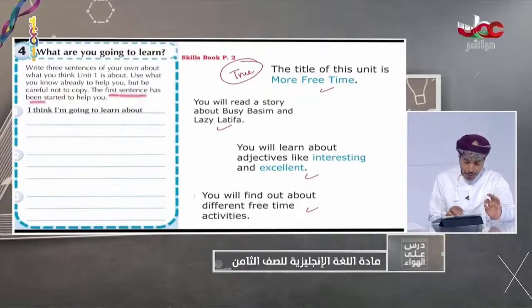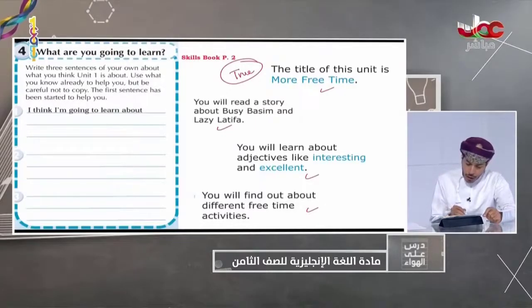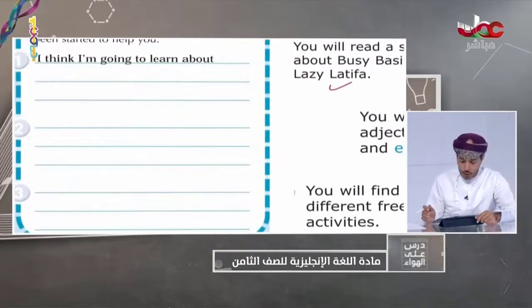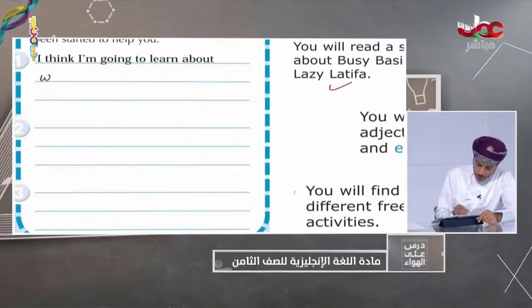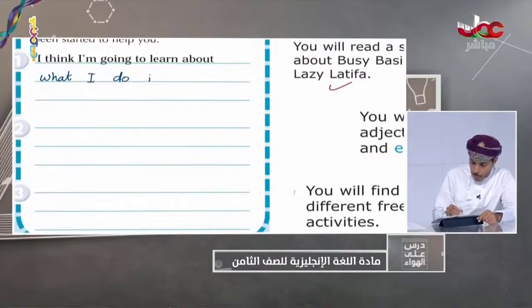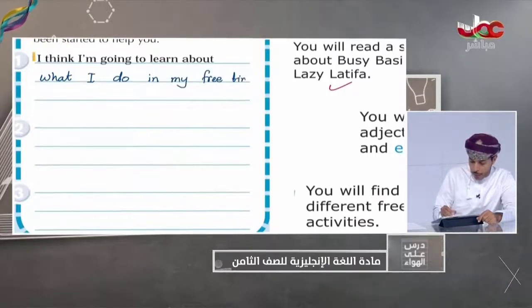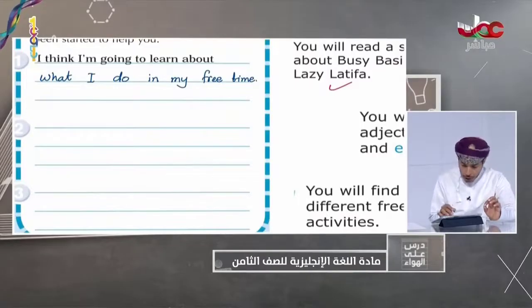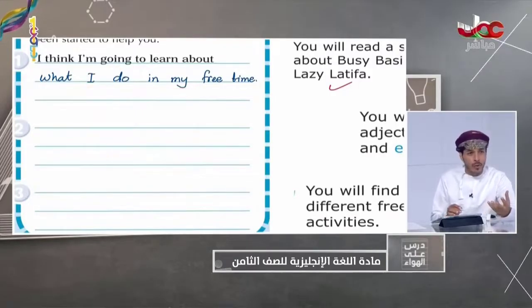So the first sentence has been started to help you. Look at the first sentence. I think I'm going to learn about what? And you can develop your sentence. For example, you can say what I do in my free time. Okay guys, so this is the first sentence and it's a very simple one. I think I'm going to learn about what I do in my free time. So this is what we are going to learn, for example.